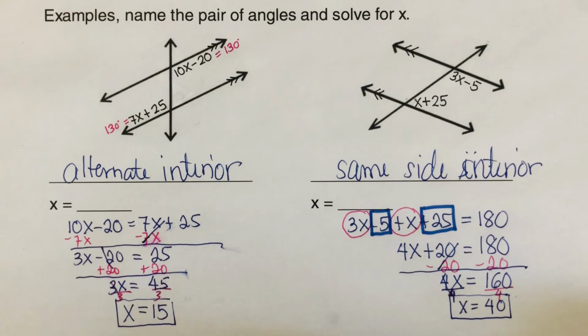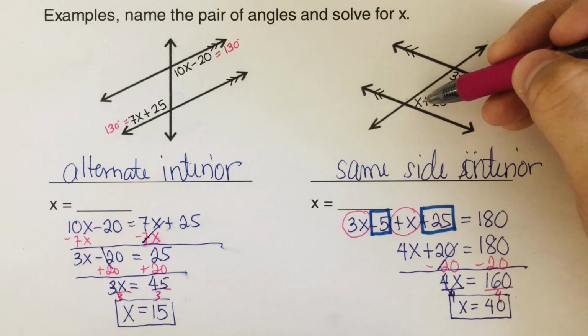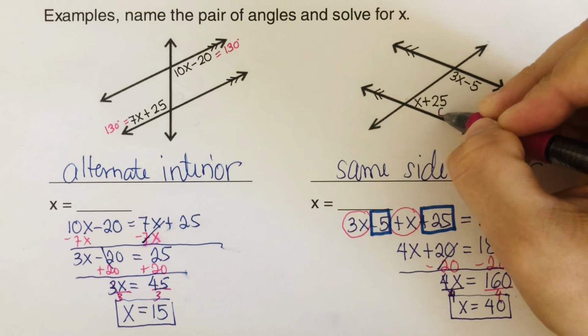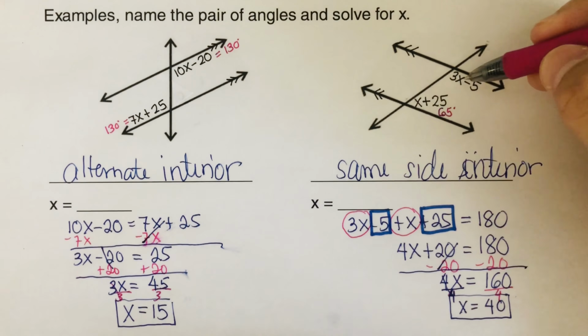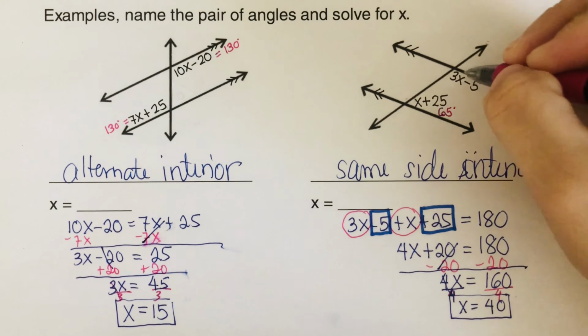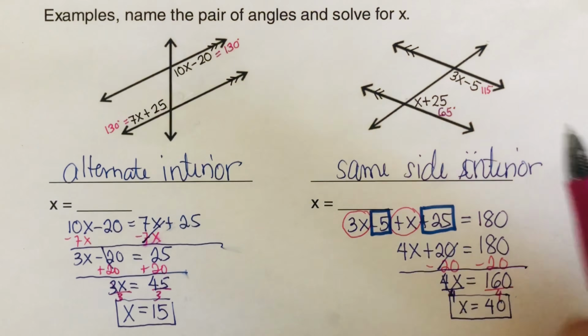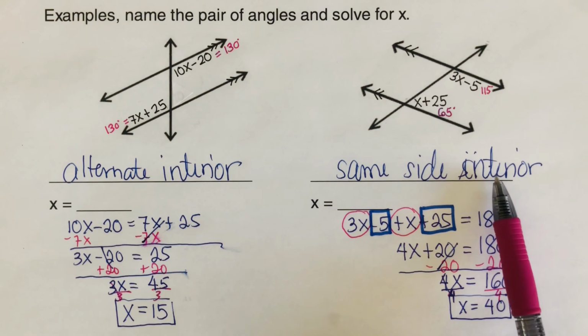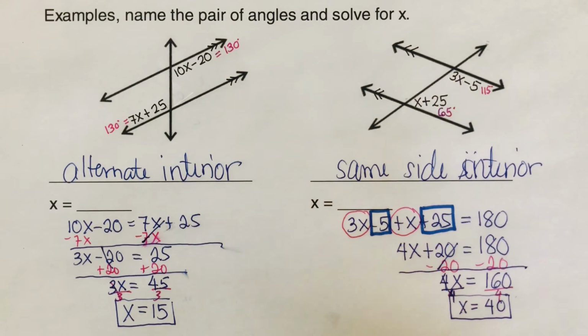And this makes sense because if we plug the 40 back into the expressions that we have here, 40 plus 25 is 65. So this corner right here is 65 degrees. And then 3 times 40 is 120. 120 minus 5 is 115. So this is 115. Now if we add 65 and 115, their sum is 180 since same side interior angles are supplementary. Their sum is 180. Did you get the same answers as this?